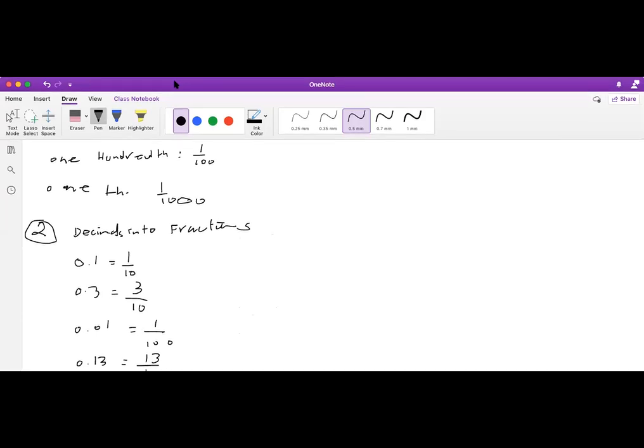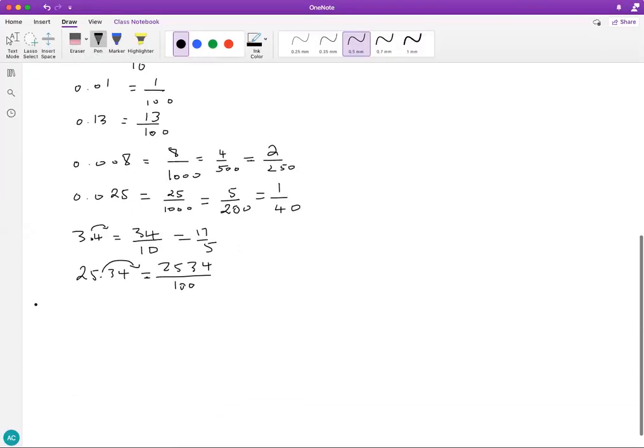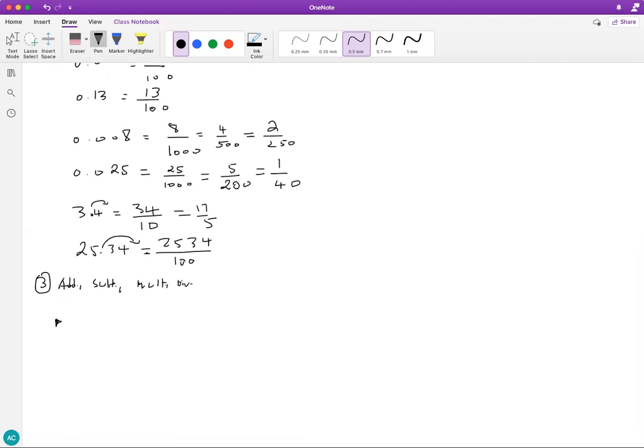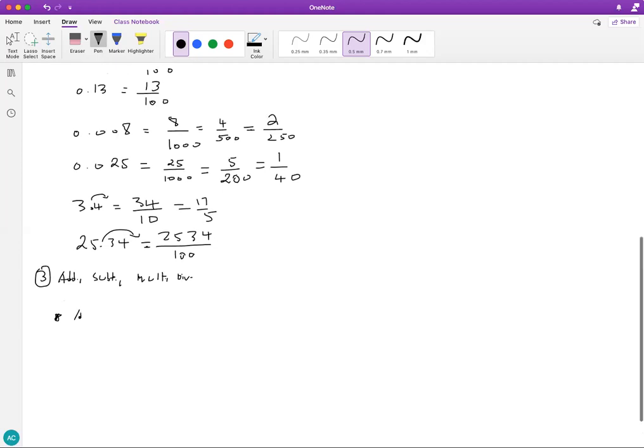Now let's see how to add, subtract, multiply, and divide fractions. Okay, operations with fractions. So number 3, we're going to see addition, subtraction, multiplication, and also division of fractions. Let's start with addition first. That's the easiest one, I believe. Addition.